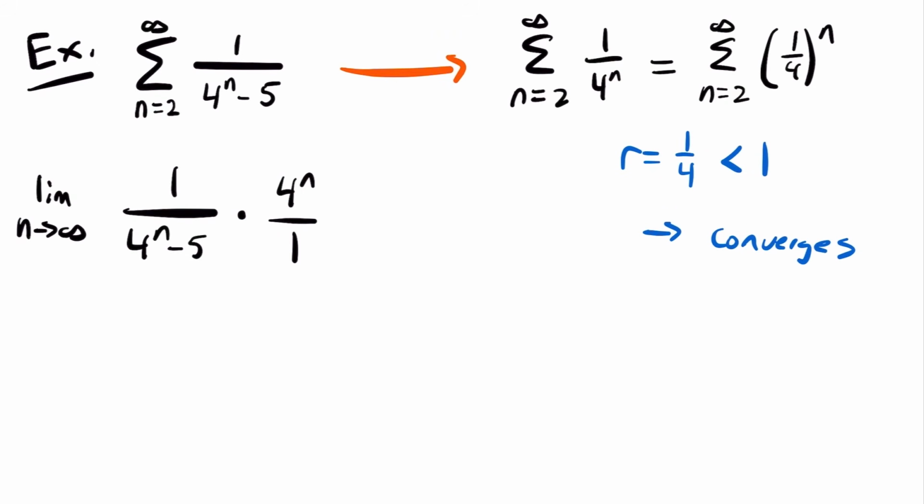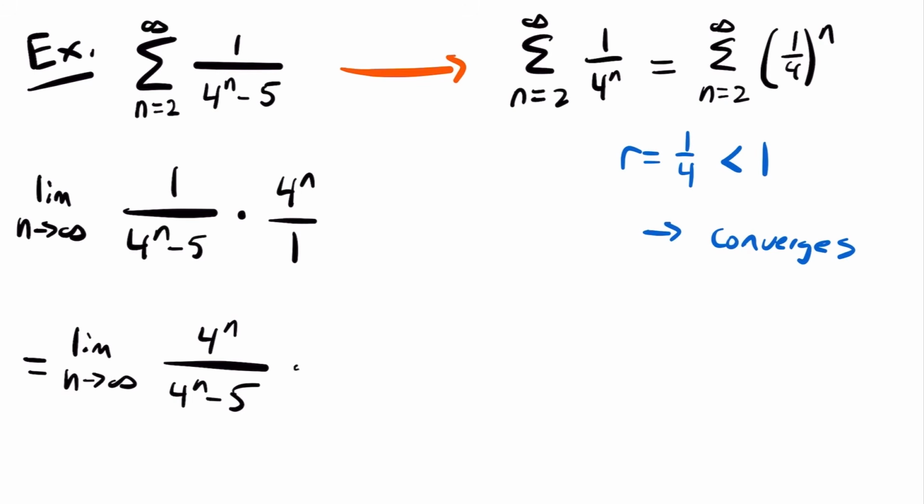And if we simplify, this is equal to the limit as n approaches infinity of 4 to the power of n divided by 4 to the power of n minus 5. All right, now there's a couple different ways that you could go about solving this limit as n approaches infinity. Maybe you'll notice that this is in an indeterminate form, and so you could just take the derivative of the numerator and denominator via L'Hopital's rule, but I'm going to use a different method.